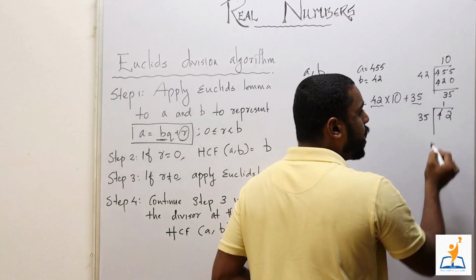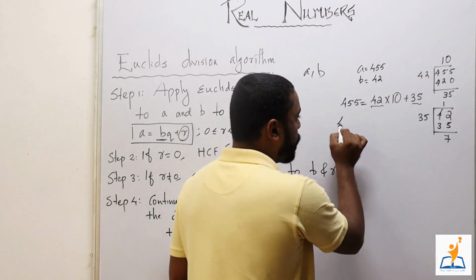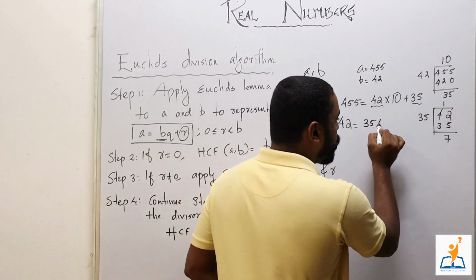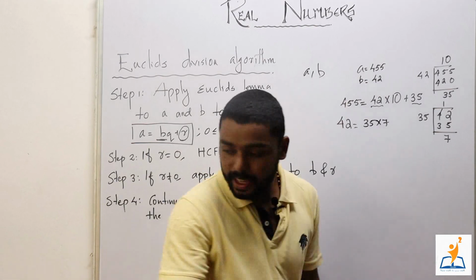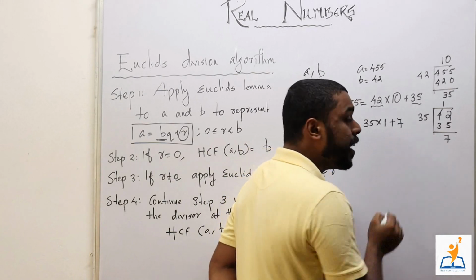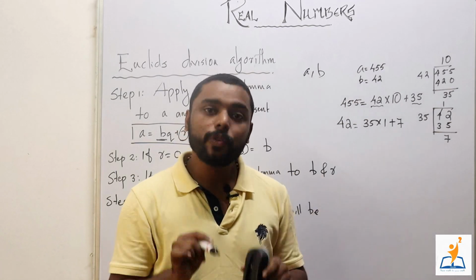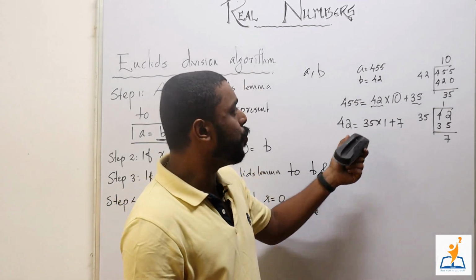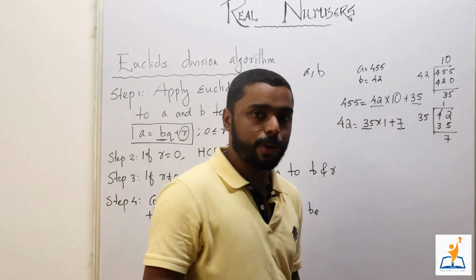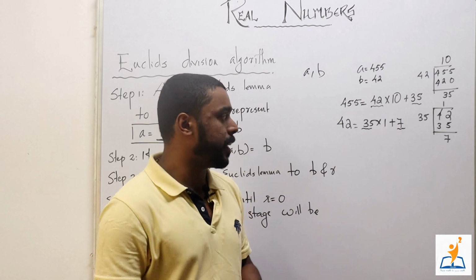35 is contained one time in 42, so we get 35 and the remainder is 7. So we can represent 42 is equal to 35 into 1 plus 7. Here also the remainder is not 0. See, remainder is equal to 7. So we should again repeat the process to find the HCF. Here the divisor is equal to 35 and the new remainder is equal to 7. So we should repeat our process with this divisor and this remainder.